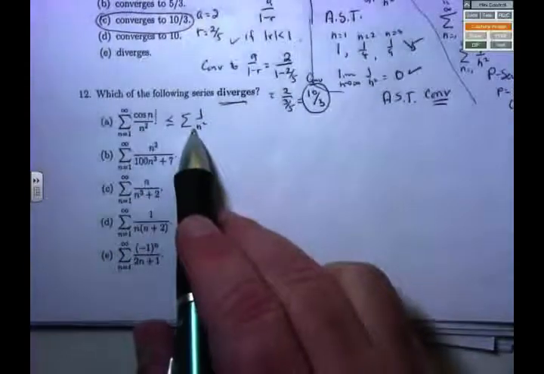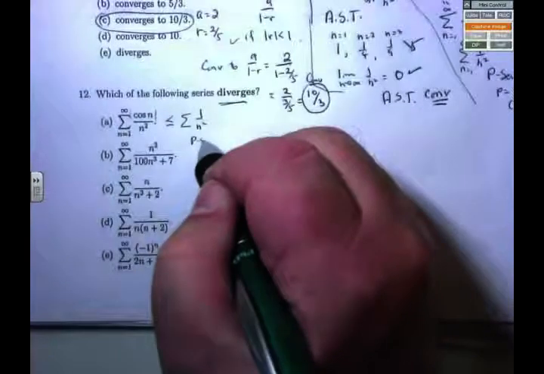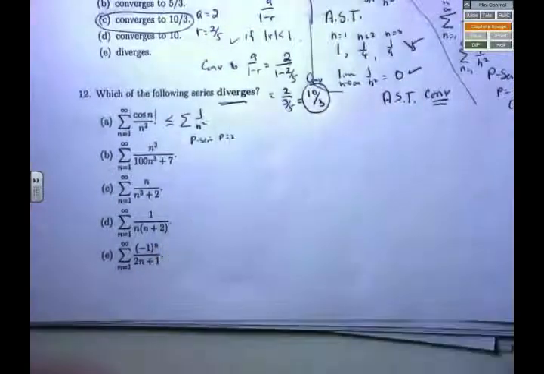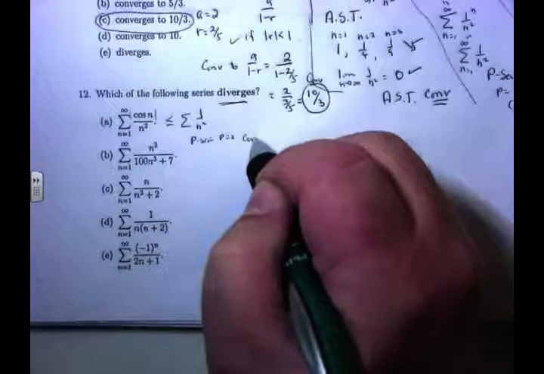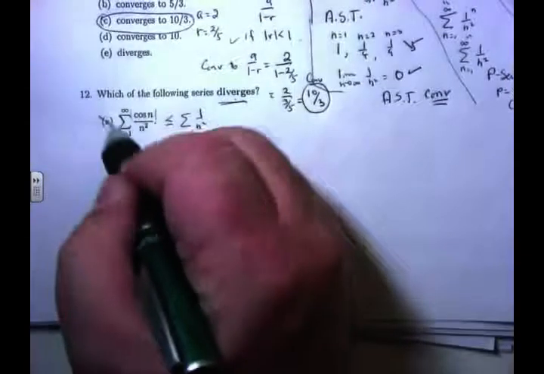And what kind of series is this guy? P series. P equals 2. And so what does it do? Converges. So we're after divergence, so I don't want this guy. B.